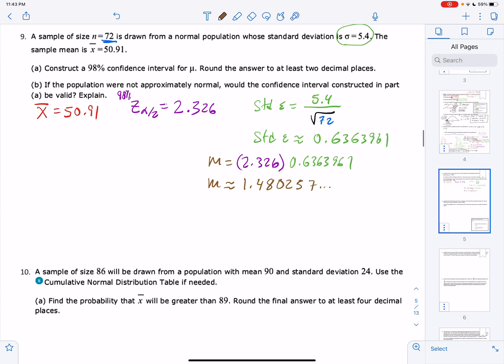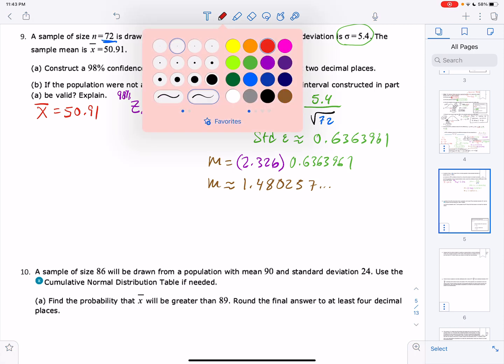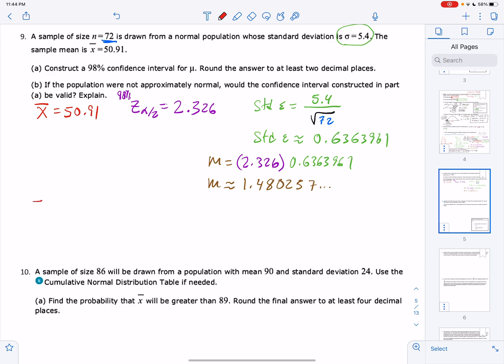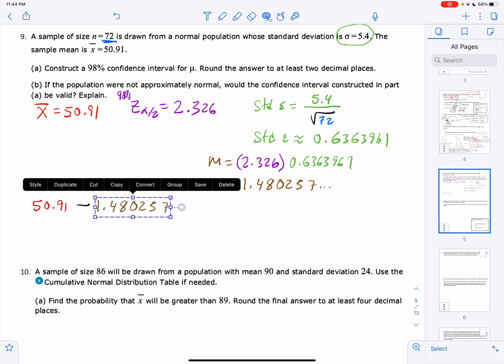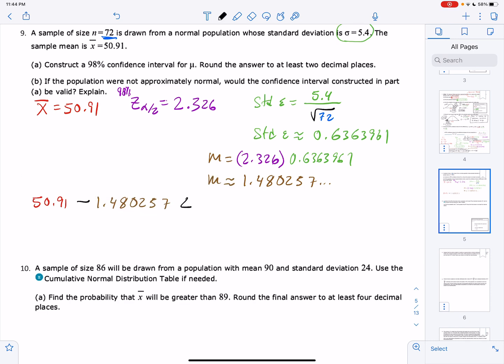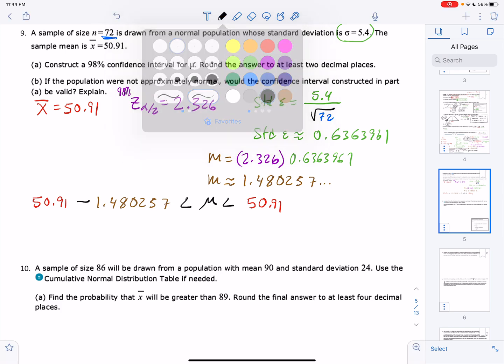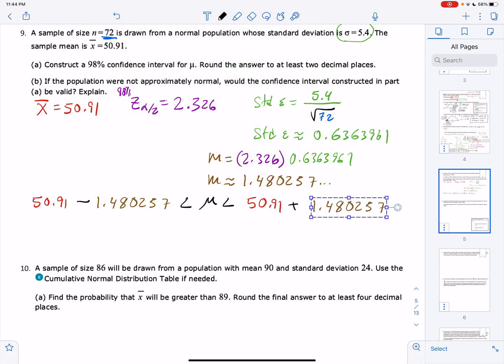And remember, how do we actually get this value? It's going to be a point estimate, 50.91 minus the margin of error. Copy, paste. And we're trying to get a confidence interval for the population mean. So there's our symbol there. And then we've got our point estimate again, which happens to be the sample mean, which is 50.91. And now it's going to be plus that margin of error.